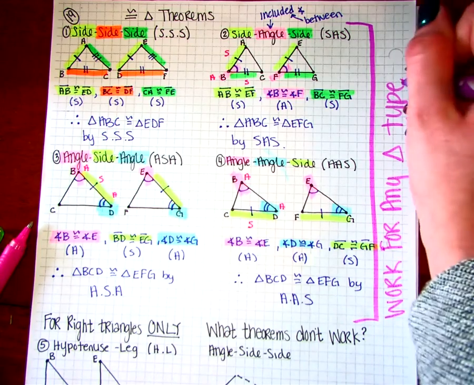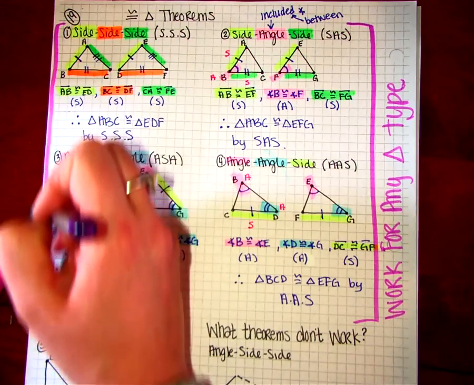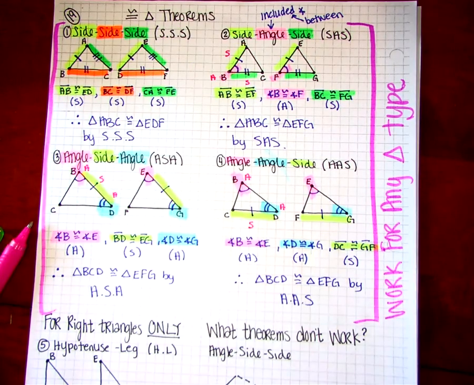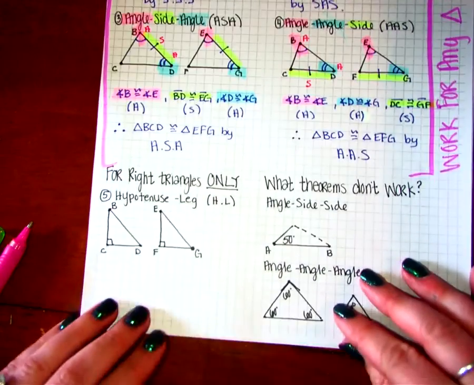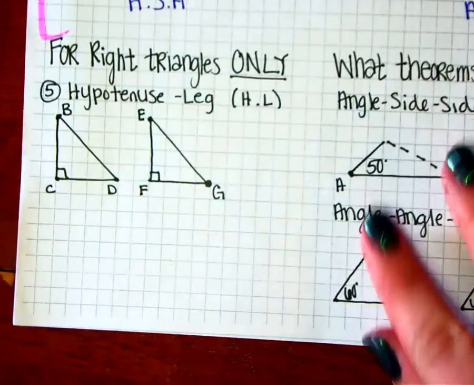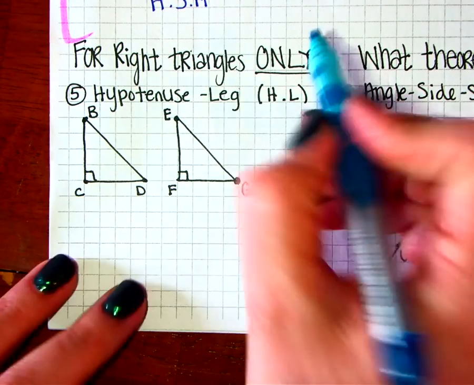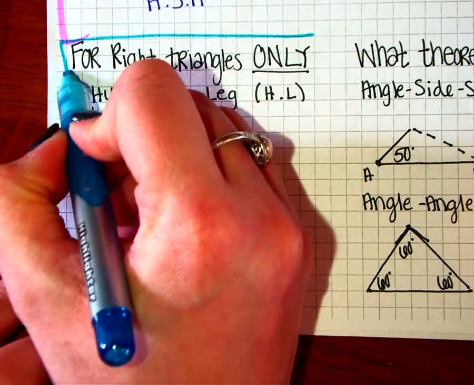But these four theorems work for any type of triangle. It doesn't matter. Obtuse, right, acute, isosceles, equilateral, doesn't make a difference. Now, the one on the bottom, hypotenuse leg, that's only going to work for right triangles, and we should be able to determine that just based on how it's named. So this one is for right triangles only.